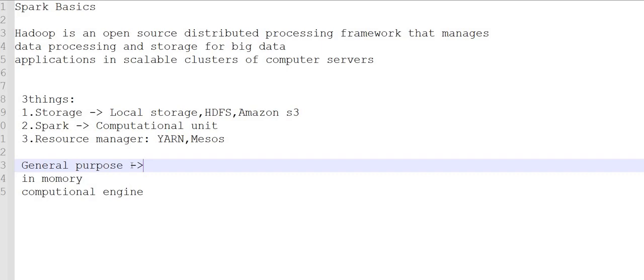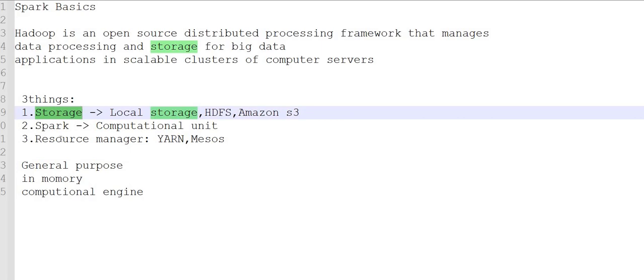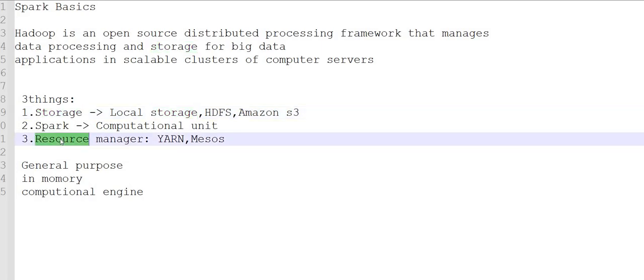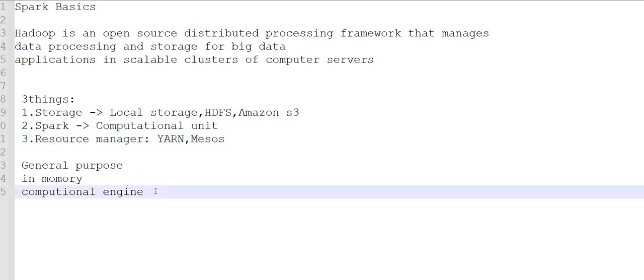And in memory means Spark does all the computations in memory; it brings all the data into memory and then processes it. And it's a computational unit. So this is the official definition of Spark, or we can say Spark is a plug and play engine. It needs two things: one is storage and the second one is a resource manager.